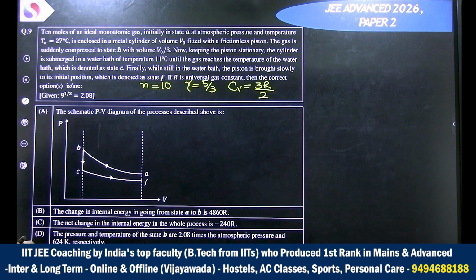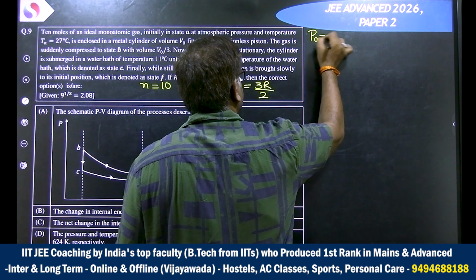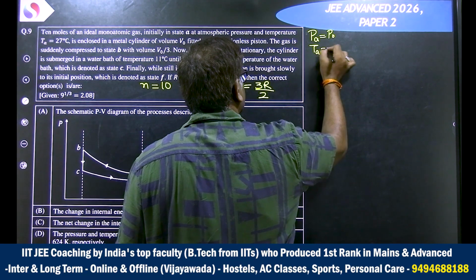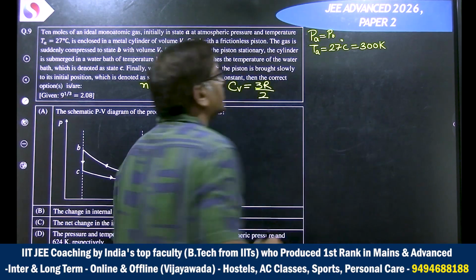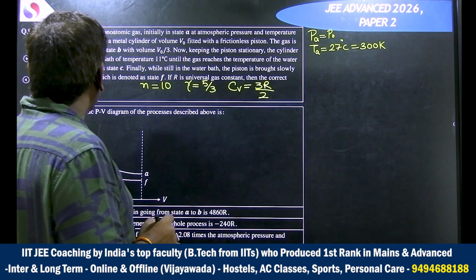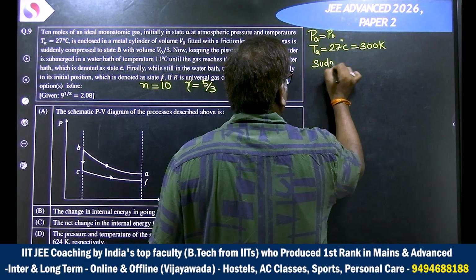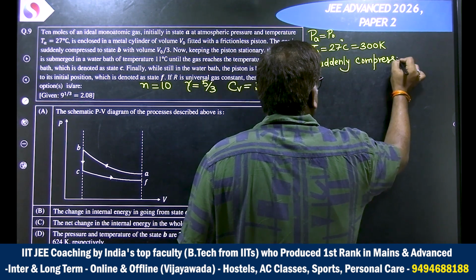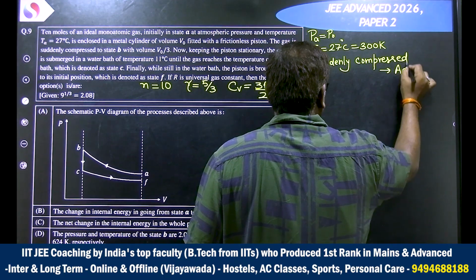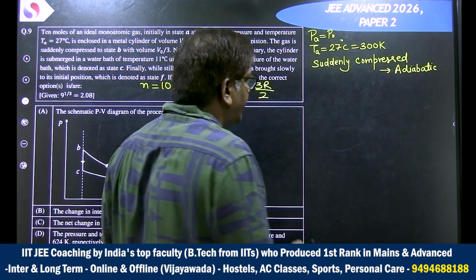In the state A, the pressure is atmospheric and the temperature is 27. So at A, the pressure is atmospheric pressure, say P naught, and the temperature at A is 27 degrees centigrade, which is 300 Kelvin. The gas is suddenly compressed to the state B. Suddenly compressed means this is an adiabatic process.